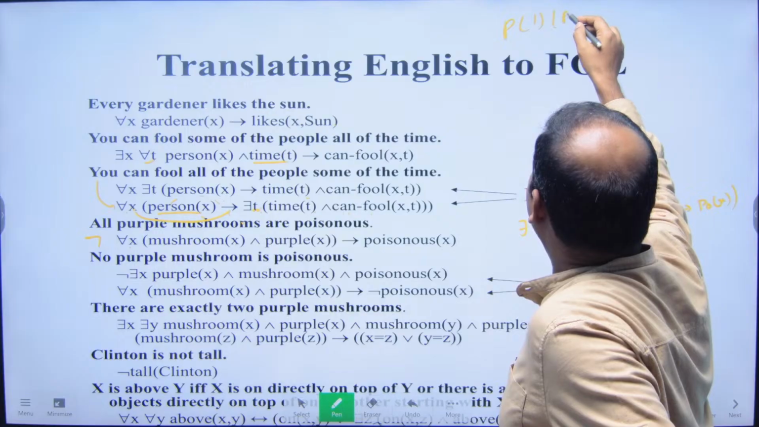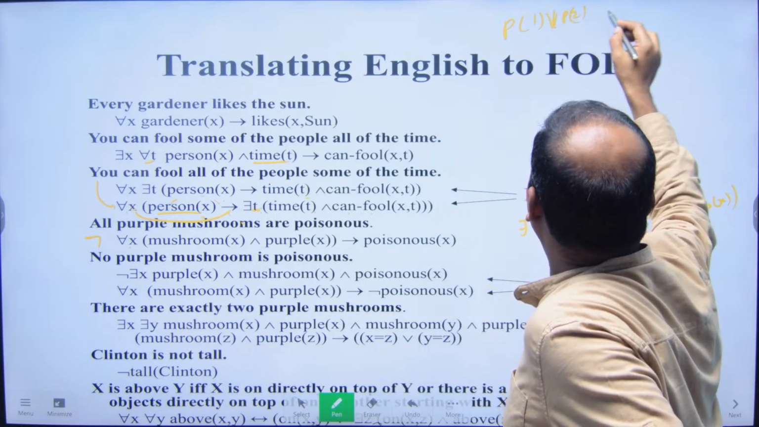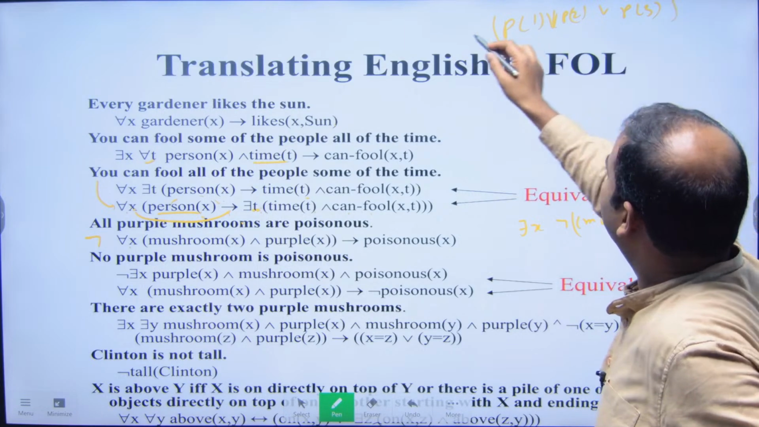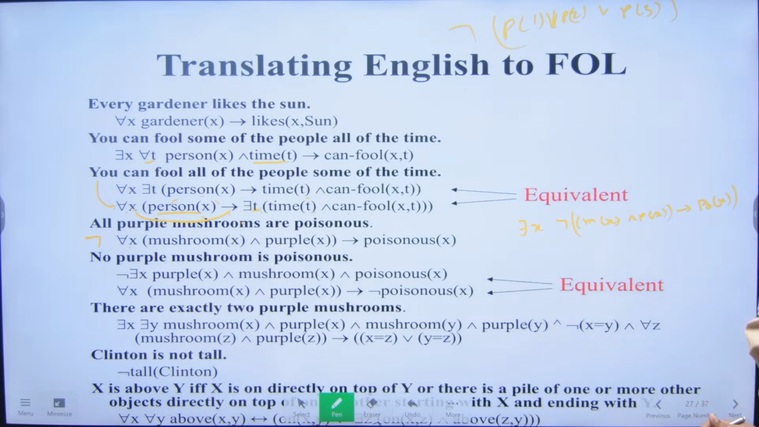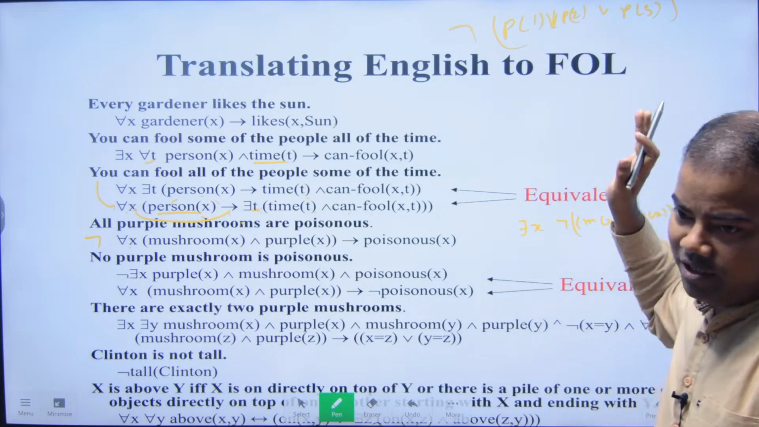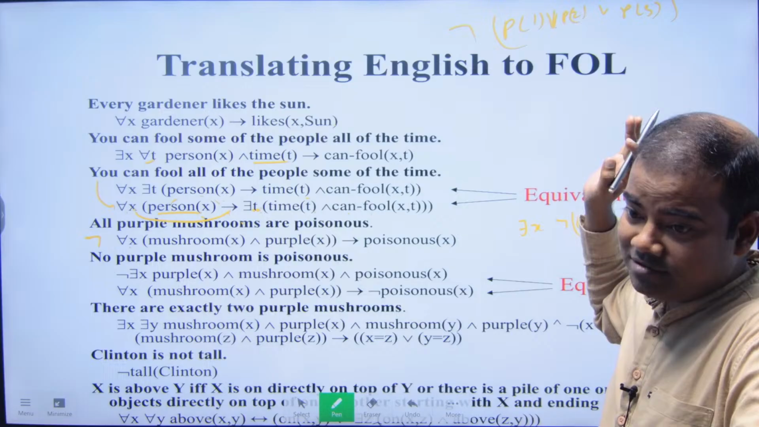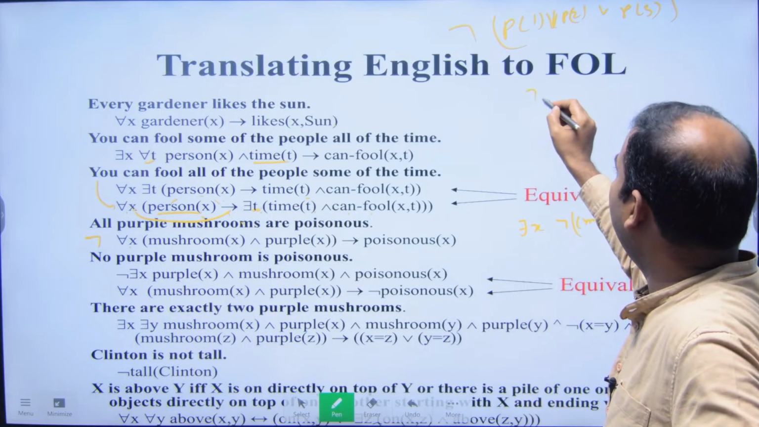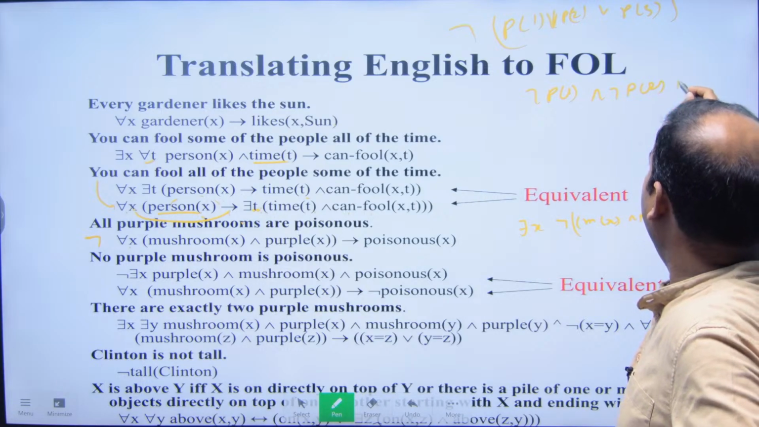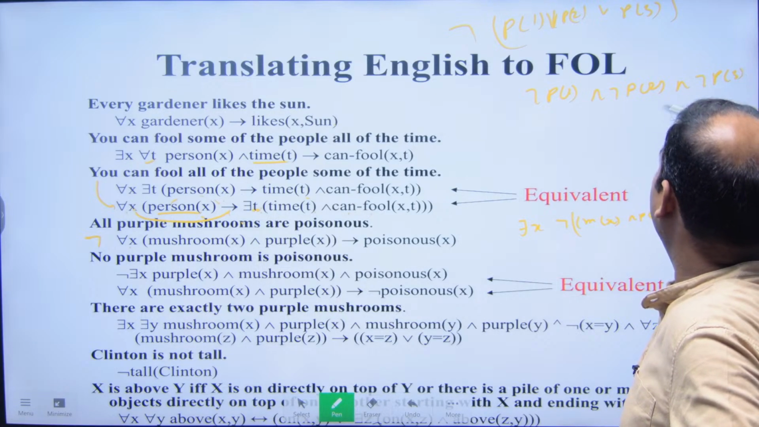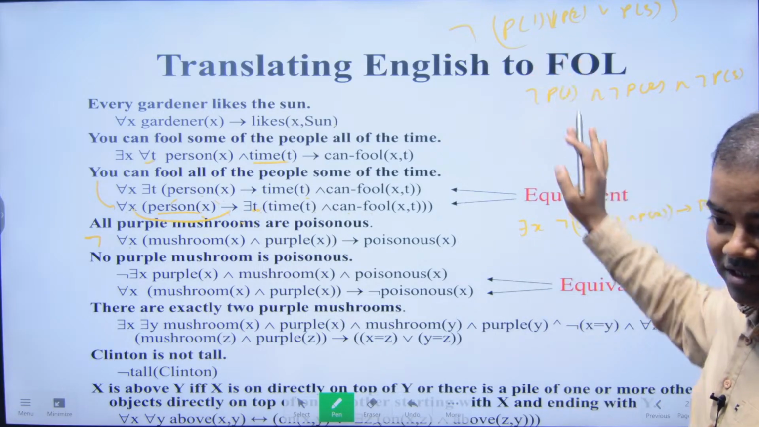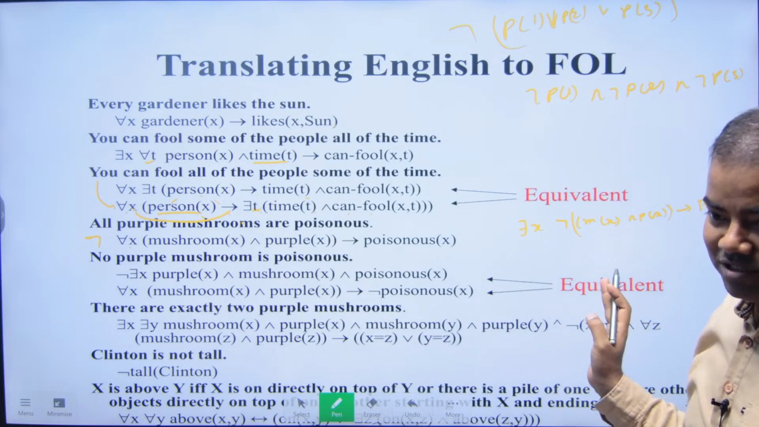P1, P2, P3. What is the complement of this? P1 or P2 or P3. So what is the complement of this? Yes, not of P1 and not of P2 and not of P3. Is this correct? Is anything else the complement of this? This one is correct, De Morgan's law only.